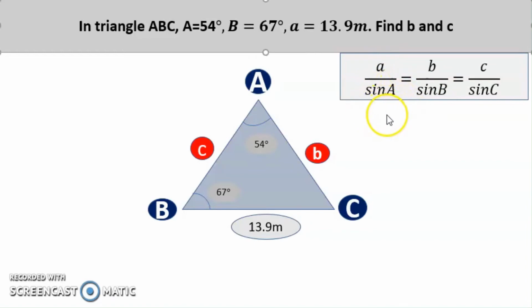But before we can fix in our parameters, we must note that a is given, which is 13.9 meters. Angle A is given, which is 54 degrees. We are looking for b, and angle B is also given, which is 67 degrees. So we are going to use these two parameters to solve this problem, since we are looking for the side b.